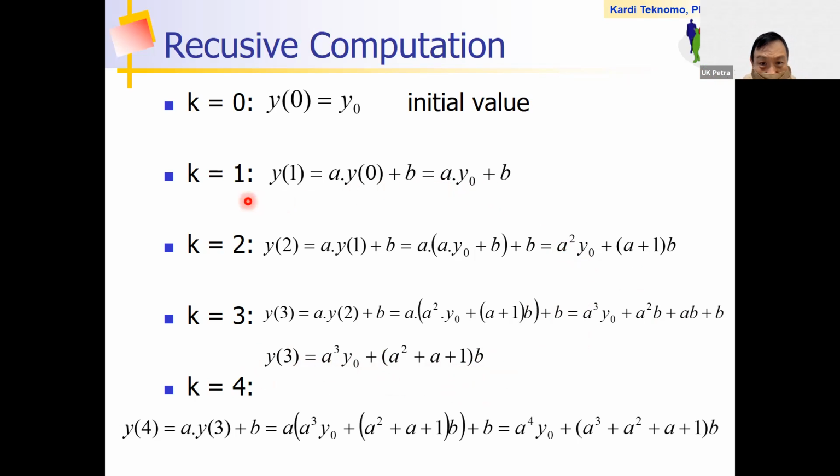If k is one, it is a y0 plus b. If k is two, it is a squared y0 plus (a plus 1) b. How about if k is 3? a cubed y0 plus this expression. If 4, a to the 4 y0 plus this expression. Look at this, this is always a to the k times y0 plus, what is this? This is 4, this is 3, 2, 1, 0, plus 1, and multiplied by b. So what is this? This is actually a geometric series, right?